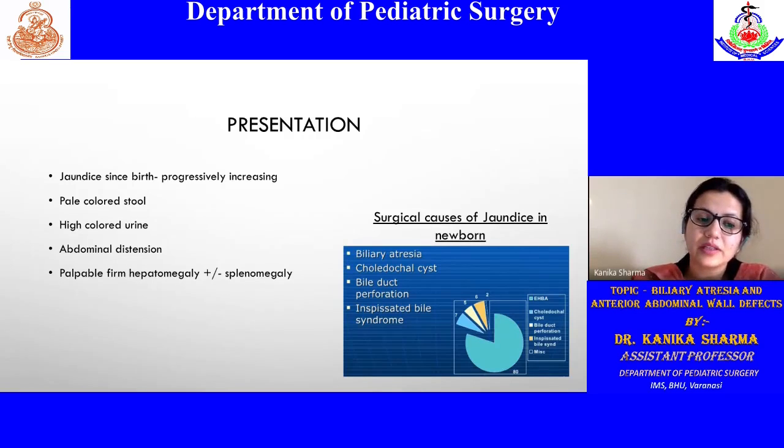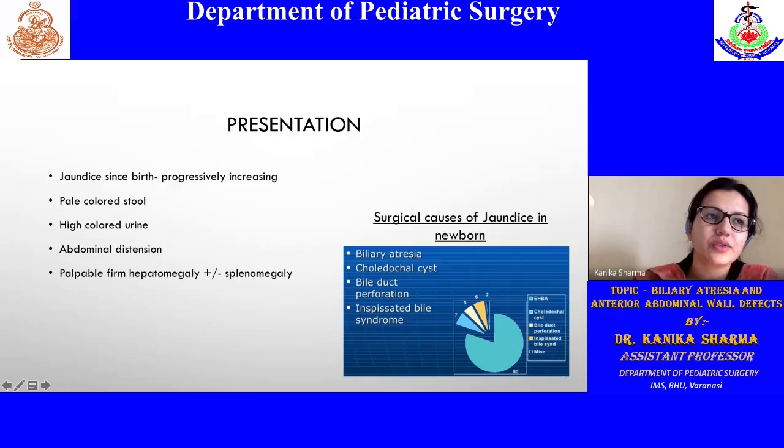The other associated features are pale colored stool and high colored urine, which is a feature of obstructive cholangiopathy. They also have abdominal distension, which is due to hepatomegaly and splenomegaly. Other things which may be present are dilated veins on the abdomen.